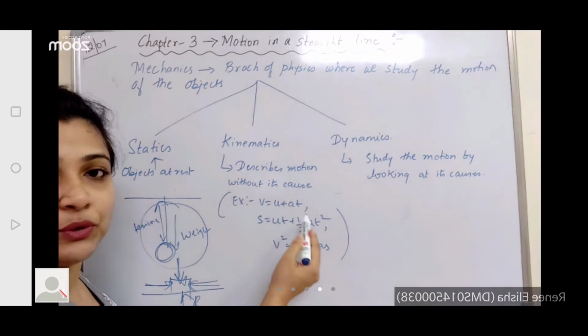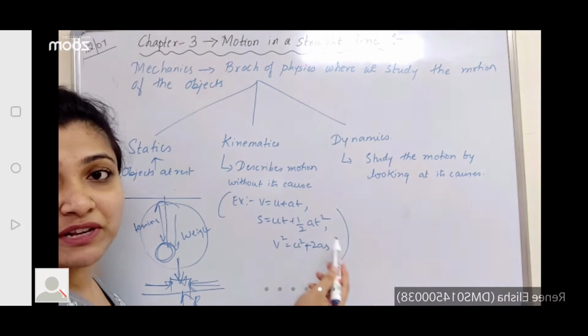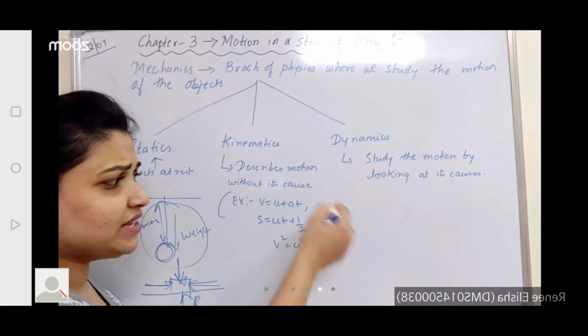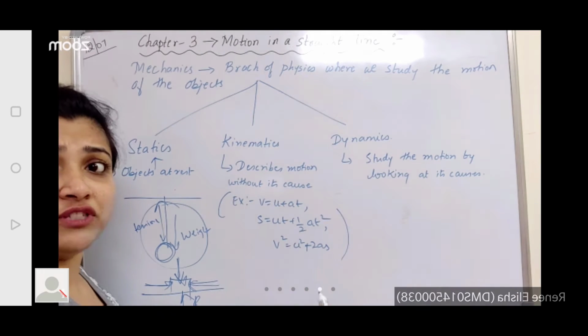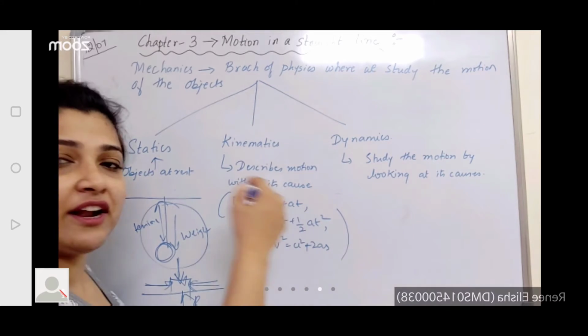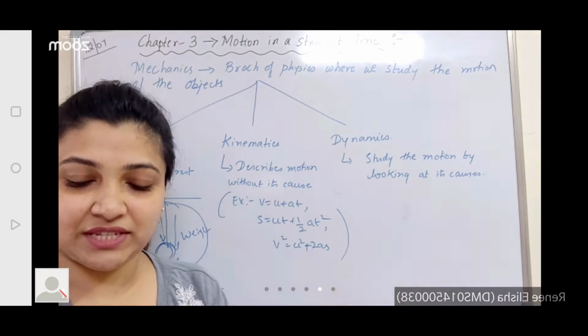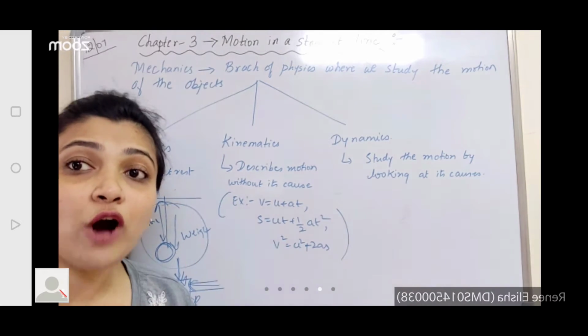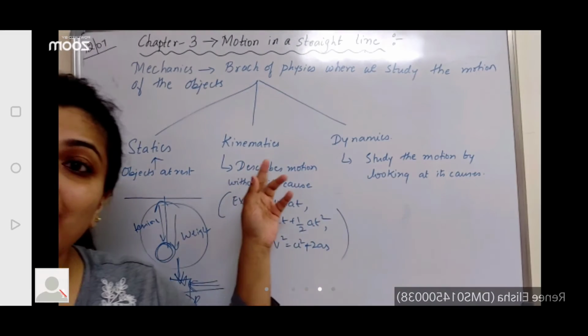We know that V is equal to U plus AT, then S is equal to UT plus half AT square, then V square is equal to U square plus 2AS. So all these are equations of motion. Is there any force involved here? No. Right? So there are various mathematical equations which we study and which describe how the motion of a particular object is caused. And that is described in kinematics.